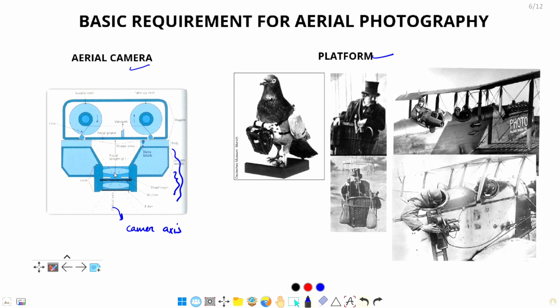Focal length of the camera is the length from the optical center to the distance where the photo is being captured. Now this one is the negative plane, or we can say film plane, where the image is being captured.